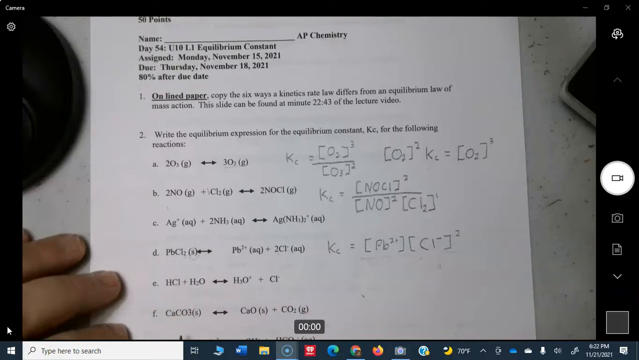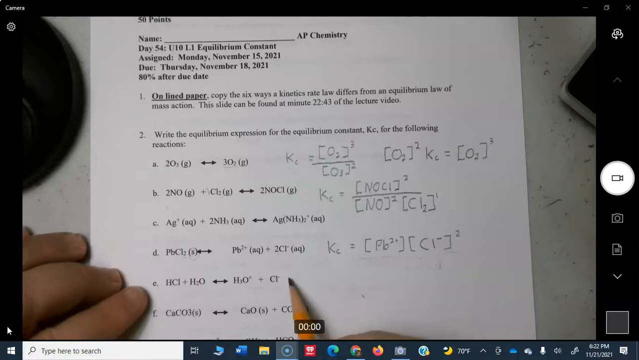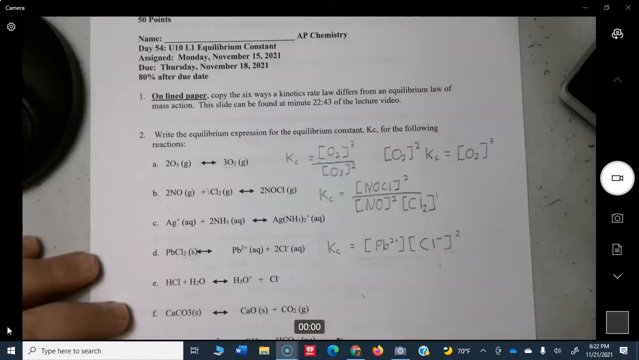Okay, let's do G. That one was actually done, I think E was done in the lecture video. Let's go ahead and do G. So we should have a double arrow here.